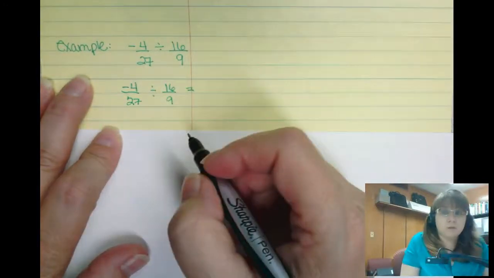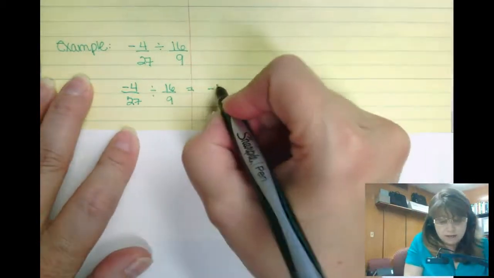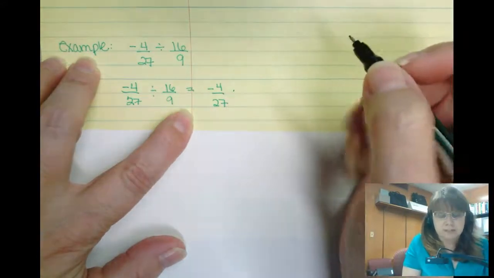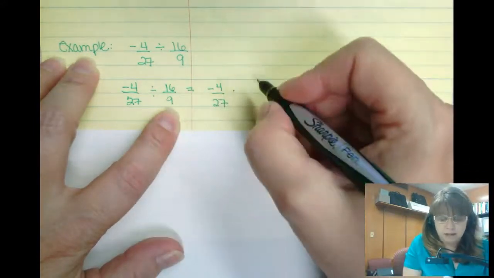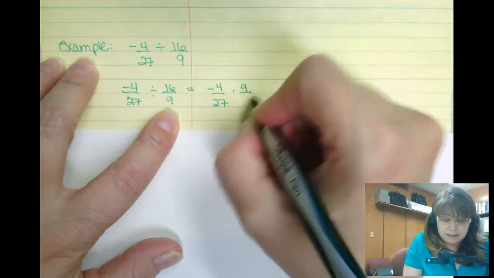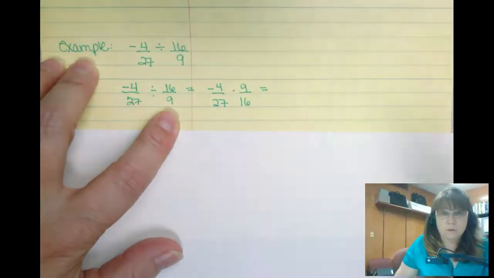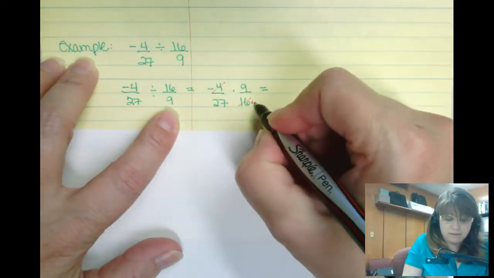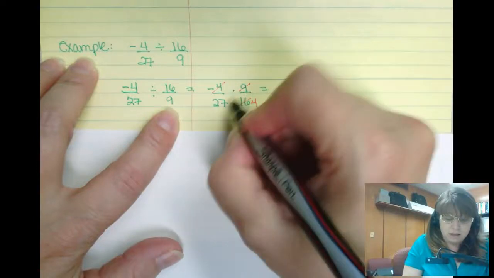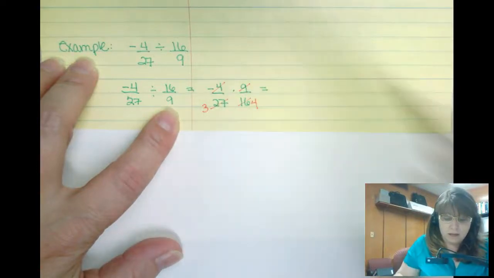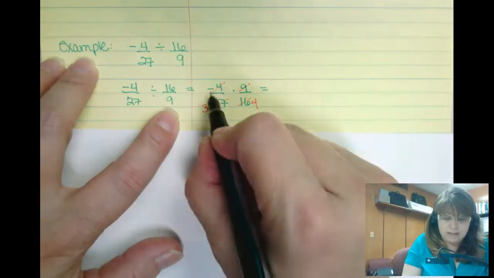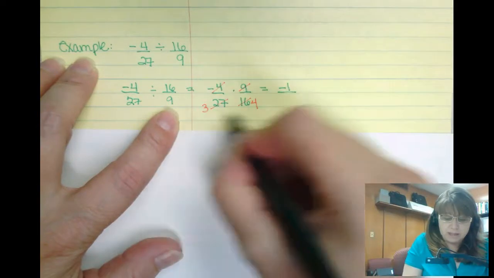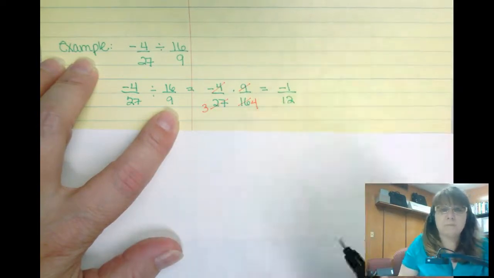And now I'm going to change it to multiplication. So -4/27 times... Always change the divisor, which will be the second number you're dividing by, to its reciprocal, 9/16. I'm going to reduce now. 4 goes into 16 4 times. 9 goes into 27 3 times. I'm left with a -1 on the numerator and 3 times 4 on the denominator.